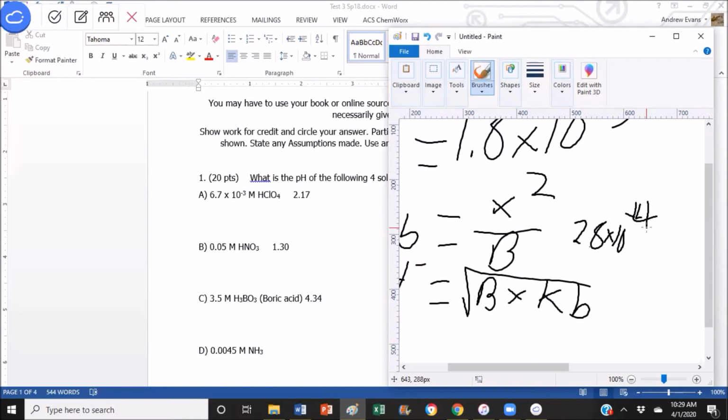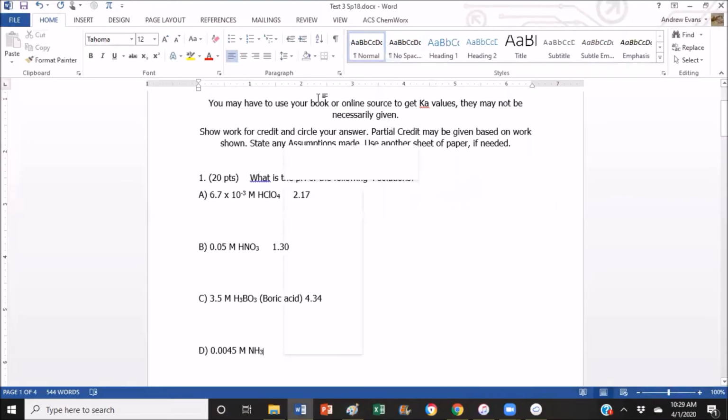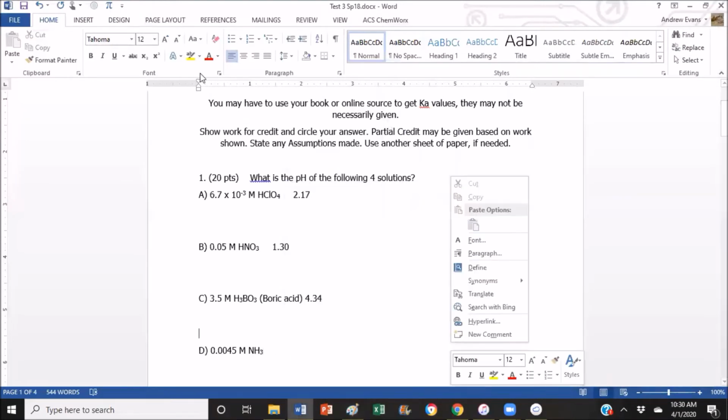Now, as we take the negative log of this, note, this does not give us pH, because this is OH minus. This gives us pOH. So the negative log of this gives us 3.55. So 14 minus 3.55 gives us a pH of 10.45.